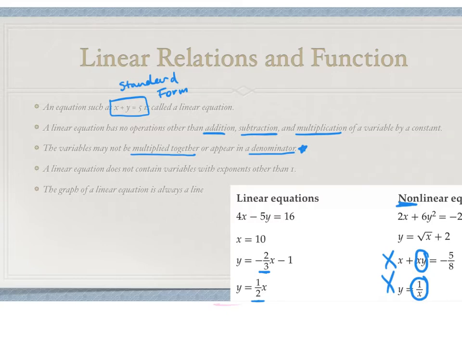A linear equation does not contain variables with exponents other than 1. So we cannot have a y squared, and we also can't have the square root of our x or y. And the last point here is that the graph of a linear equation is always a line. So all of these equations, if we were to graph them, will always be a line. These nonlinear equations are not a line.